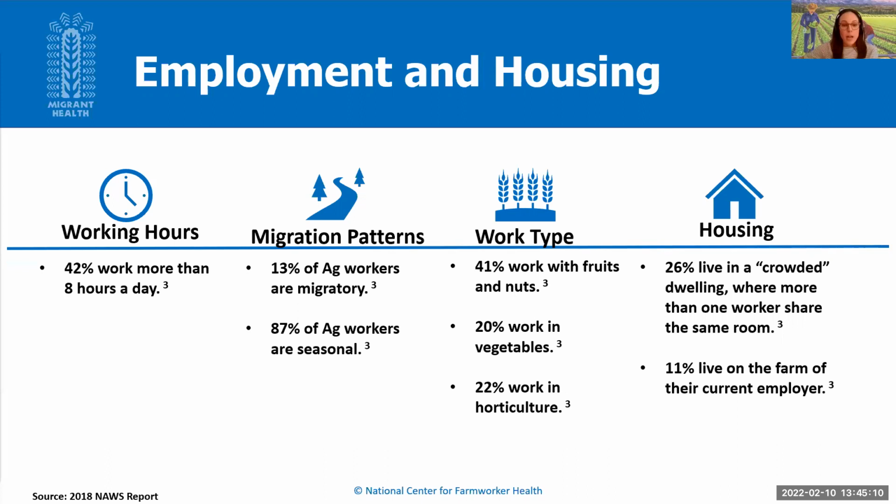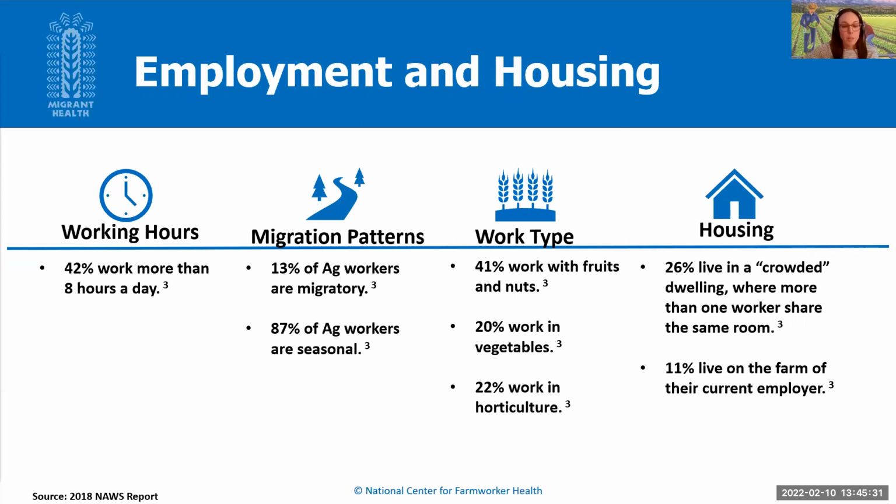Looking at the migration patterns, 13% of agricultural workers are migratory, 87% of agricultural workers are seasonal. Of those migratory agricultural workers, 47% were domestic, and 42% were international, and 11% had been in the US for less than a year.